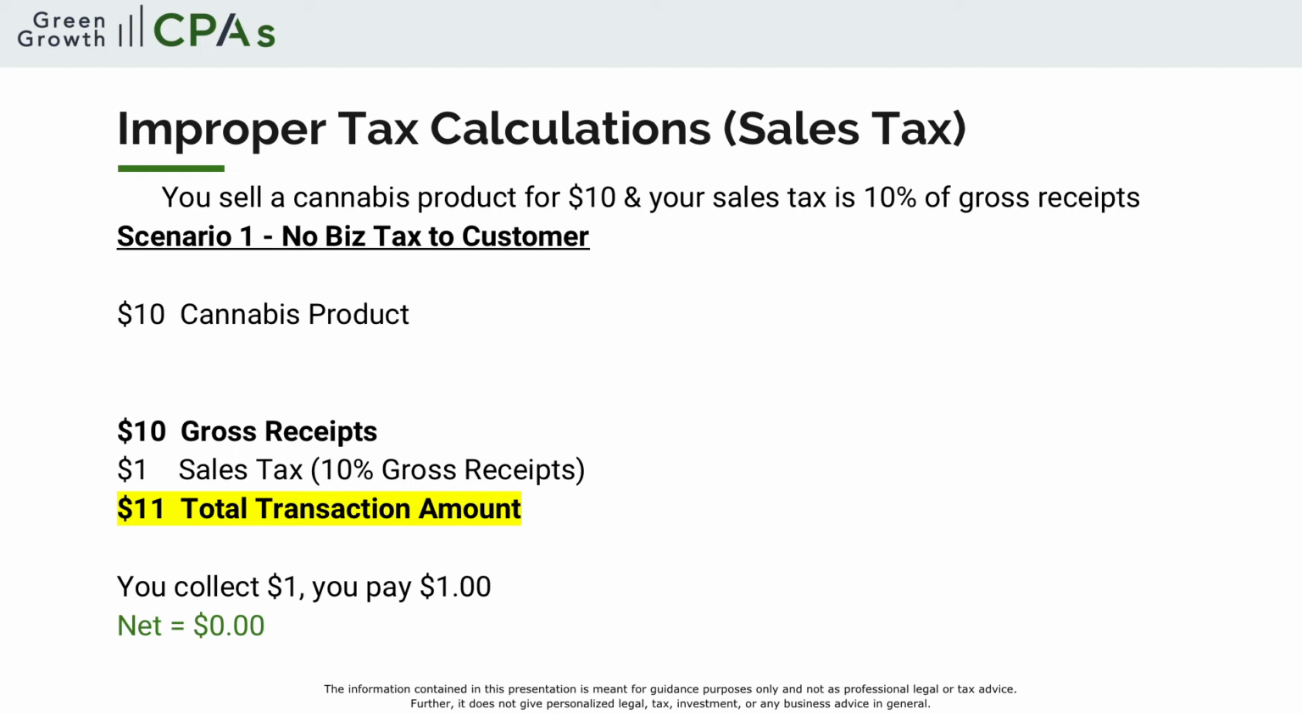So let's assume the same product cost of $10, and let's say sales tax is 10% of your gross receipts. So in scenario 1, again, if you don't collect the business tax from the consumer, then it would look like this. $10 for the product, which means $10 in gross receipts, and sales tax is $1 because it's 10% of that $10 in gross receipts. The full amount to be collected from the customer is going to be $11.